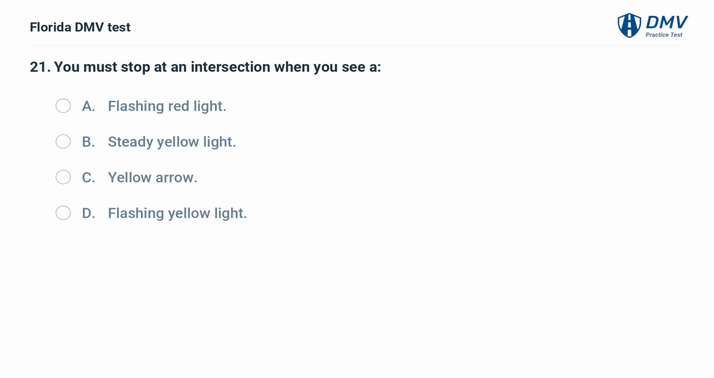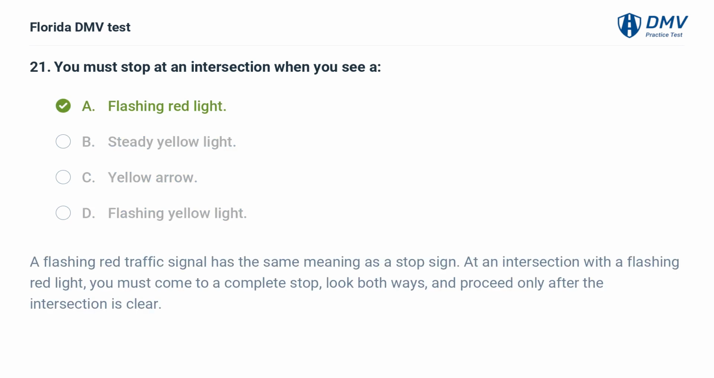You must stop at an intersection when you see a flashing red light. A. Flashing red light. B. Steady yellow light. C. Yellow arrow. D. Flashing yellow light. A flashing red traffic signal has the same meaning as a stop sign. At an intersection with a flashing red light, you must come to a complete stop, look both ways, and proceed only after the intersection is clear.